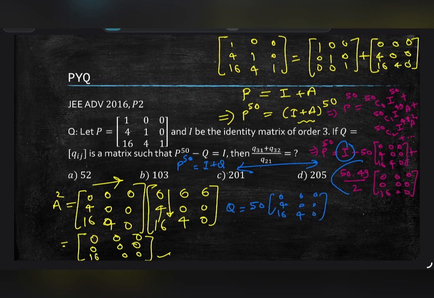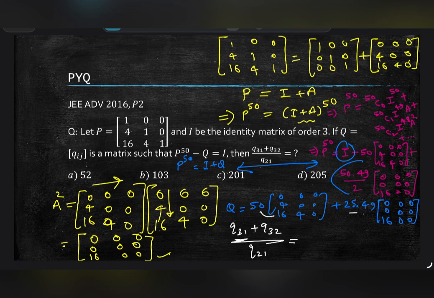plus 25 into 49 A square, which is 0 0 16 in the first column, and columns 2 and 3 are 0. They are asking (Q31 plus Q32) by Q21. Q31 means third row first column. So I'll multiply these: it will be 50 into 0 plus 25 into 49 into 16, and Q32 will be 50 into 4, plus on this side it will be 0.